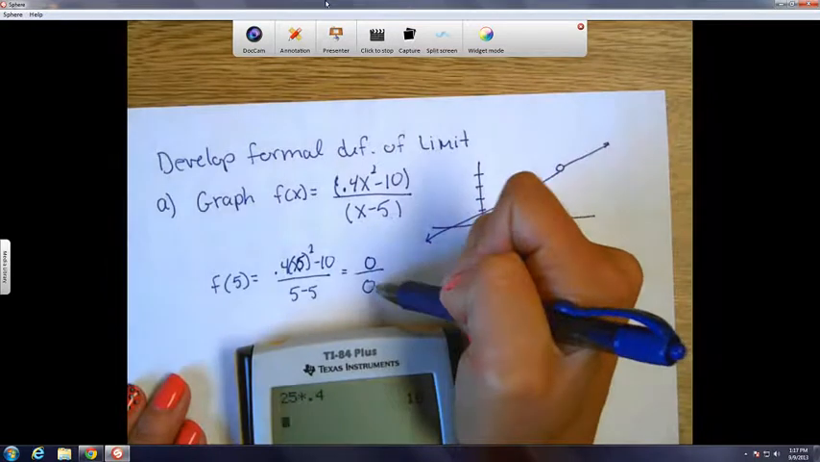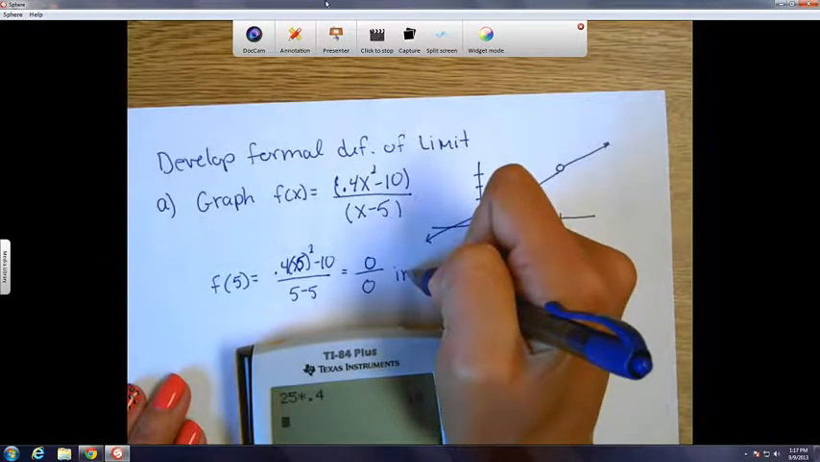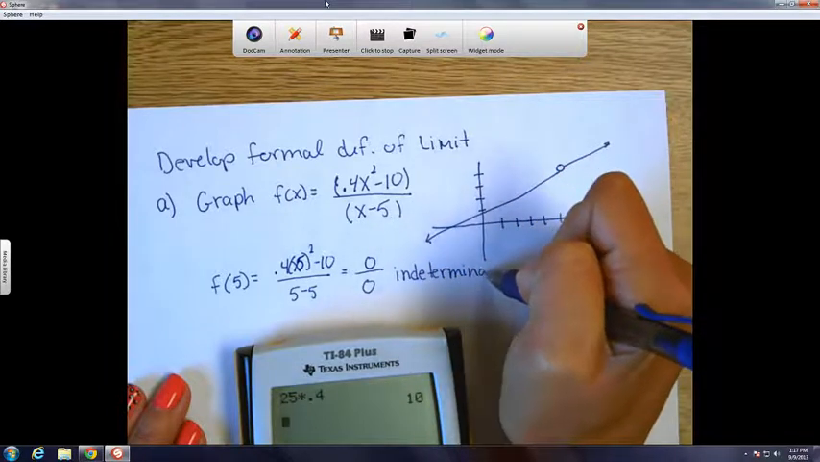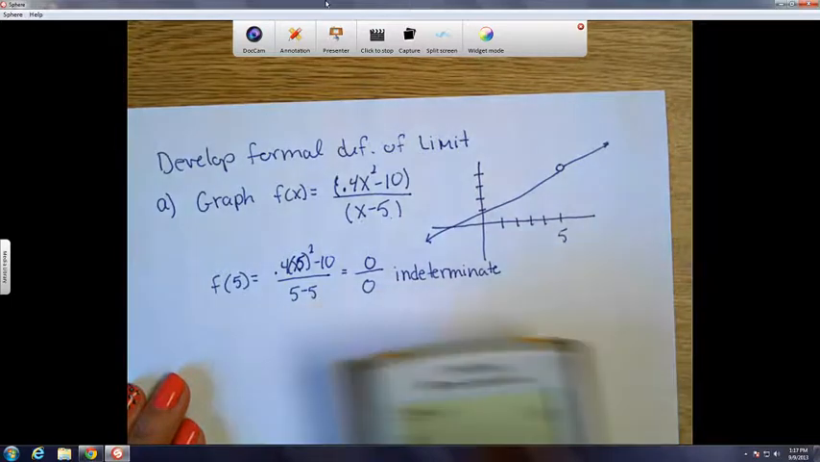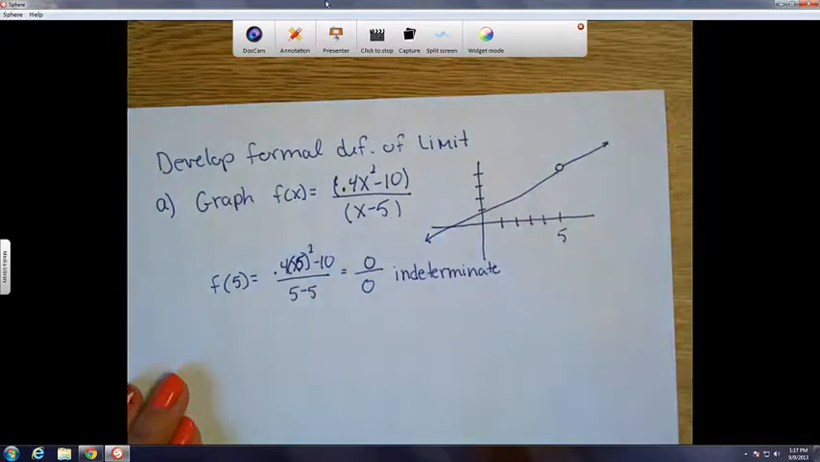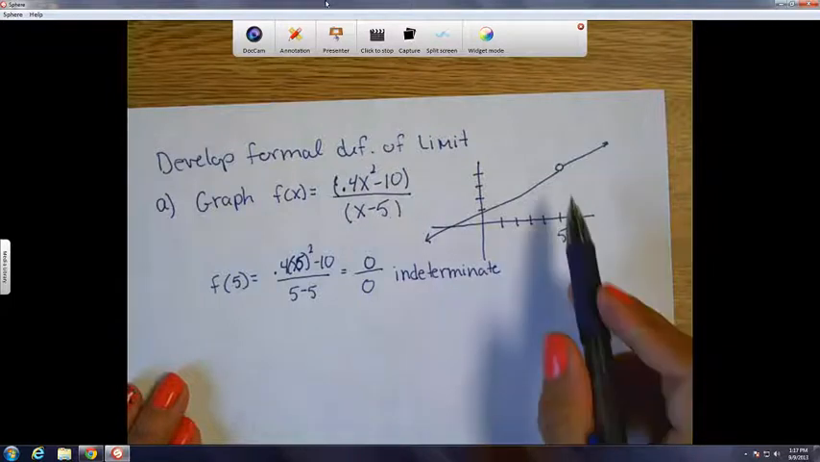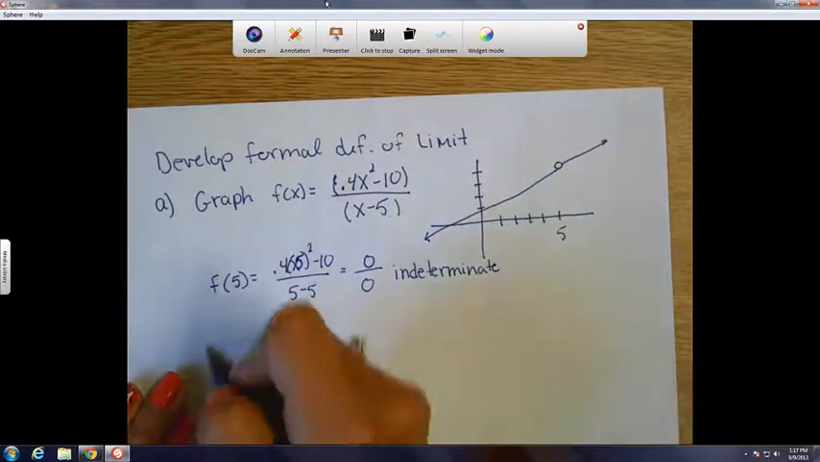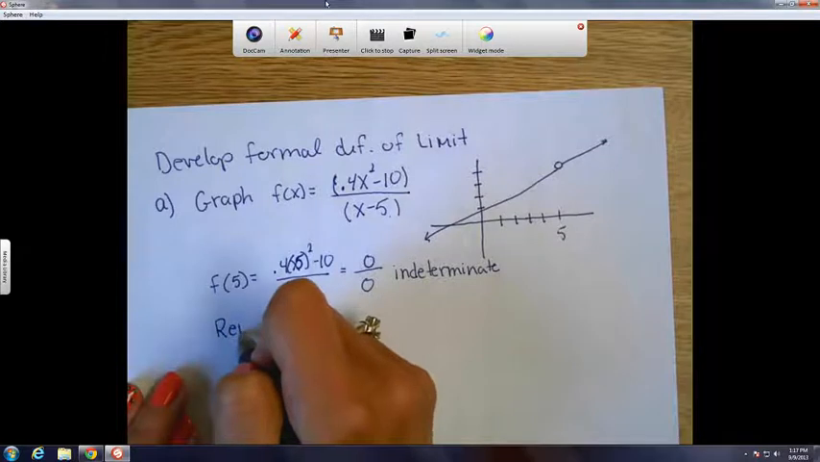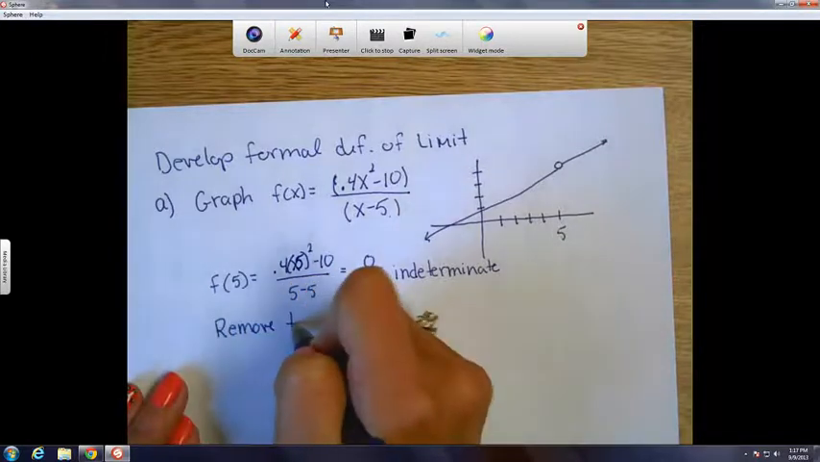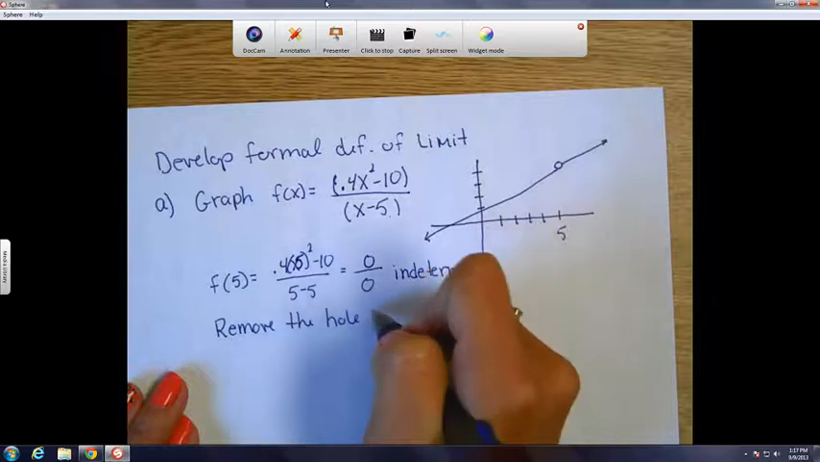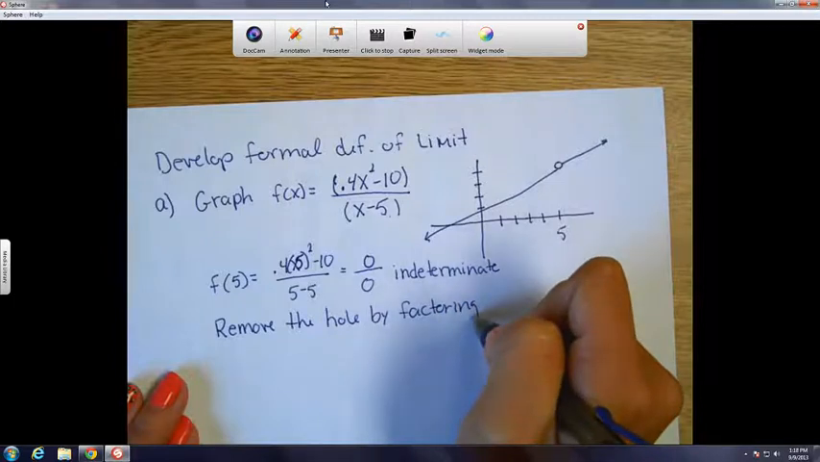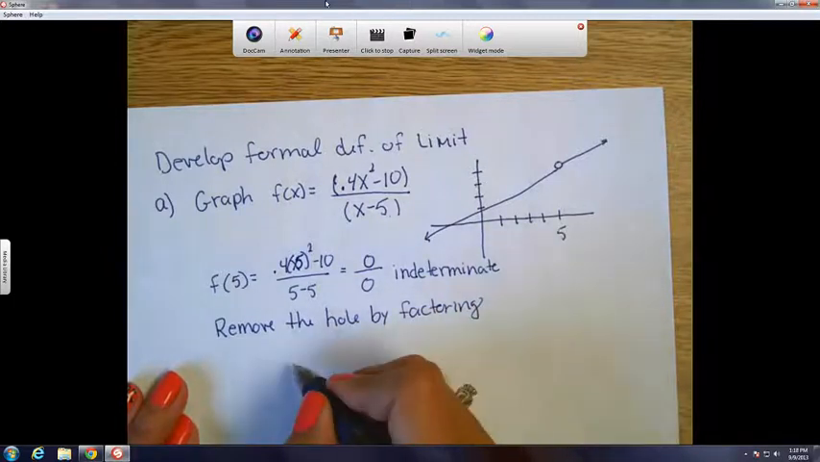Anytime you get this 0 over 0, that's called the indeterminate form. Means the answer can't be determined. But whenever we get that hole in the graph, that's called a removable discontinuity. We can remove it by factoring. So we're going to remove the hole by factoring. So here's what we've got.